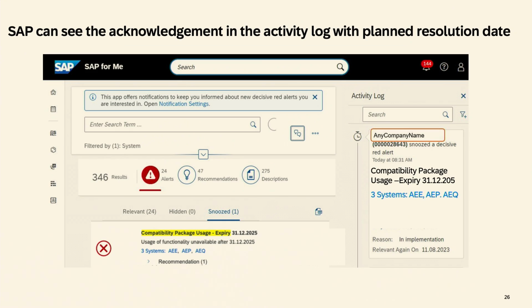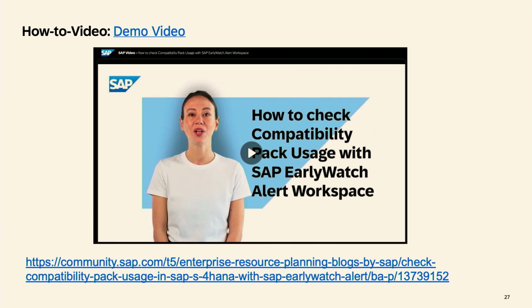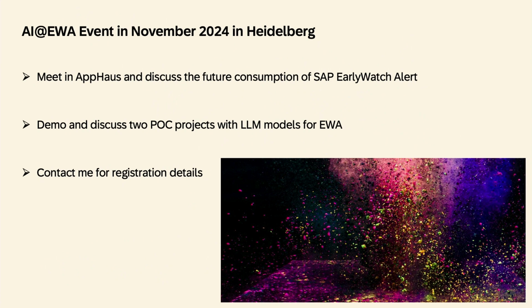Oh yeah, and on the right-hand side, you can activate here the log, where you see who has snoozed or hidden a certain alert. So this works for you internally in your company. You would see the username here of the one who changed the alert. SAP will not see the username. SAP will just see the company name. And there's also a link to a video where this is explained step by step.